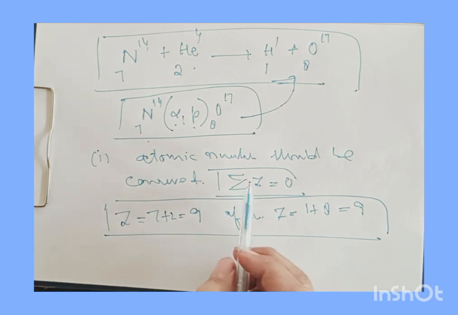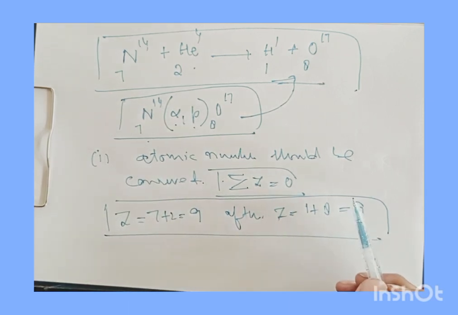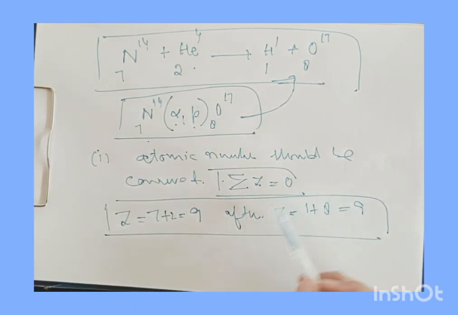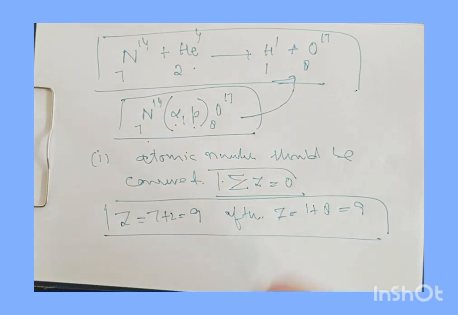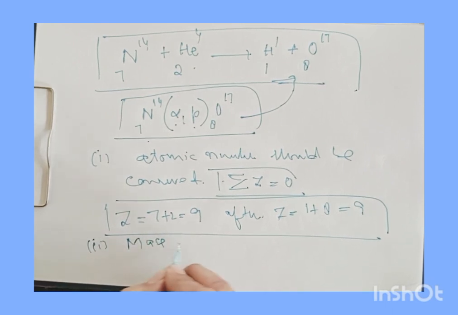And why have I written here sigma Z equal to 0? If we take a convention for the reactants, if we take positive for the reactants, for the products, we take it negative, then certainly the overall sigma will come up to be 0. So in this reaction, what is important is that atomic number is conserved. The next important thing is mass number should be conserved.